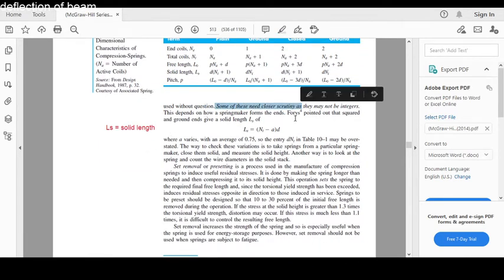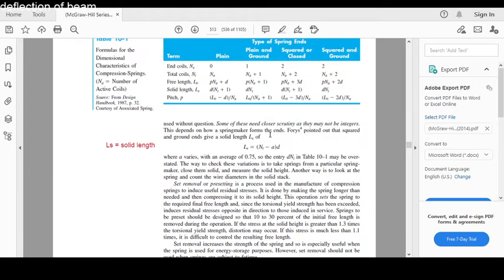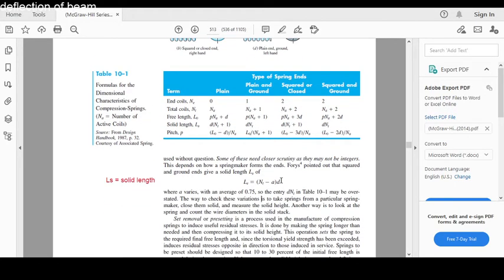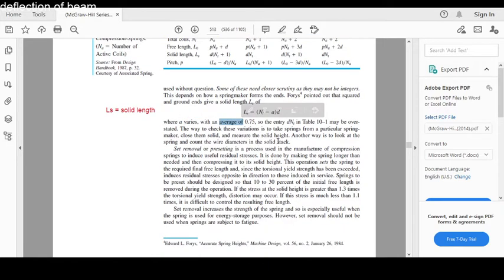Some of these need closer scrutiny. Fortes points out that square and ground ends give a solid length Ls equal to (Nt minus a) d, and Nt is equal to total coils minus a. d is the wire diameter, where a varies, with an average of 0.75. So the entry Ntd in Table 10.1 may be overstated. The way to check this variation is to take a spring from a particular spring maker, close it solid, and measure the solid height.